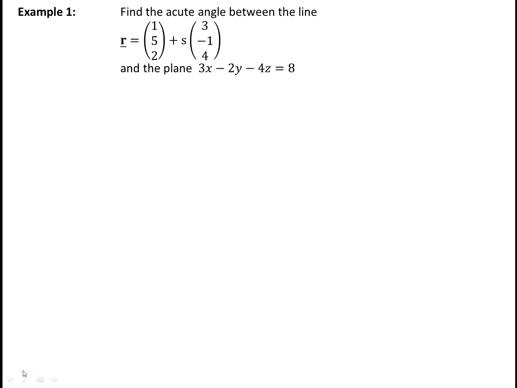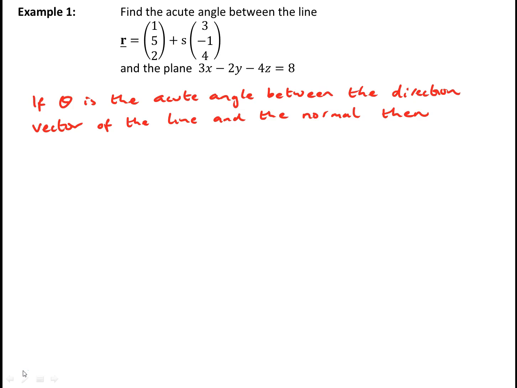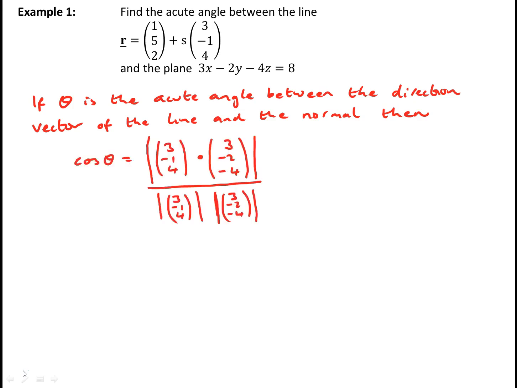We wish to find the acute angle between the line, whose equation is r equals (1, 5, 2) plus s times (3, -1, 4), and the plane with the equation 3x minus 2y minus 4z equals 8. We know the first thing we've got to do is evaluate the acute angle between the direction vector of the line, which is the vector (3, -1, 4), and the normal to the plane, which is the vector (3, -2, -4). So if theta is the acute angle between the direction vector of the line and the normal, then cos theta is the modulus of the scalar product of the direction vector with the normal divided by the length of the direction vector times by the length of the normal.